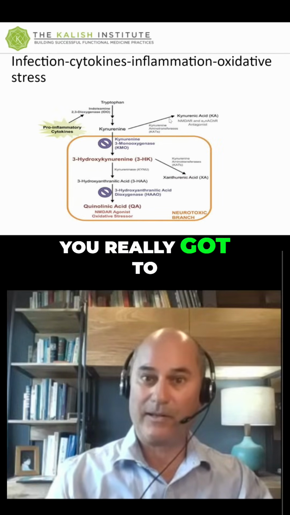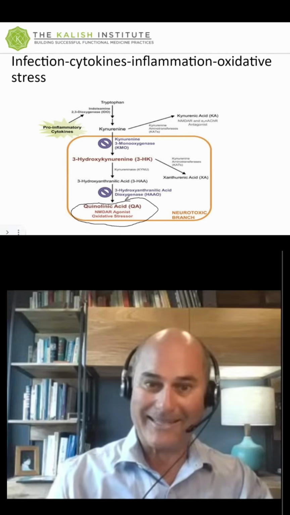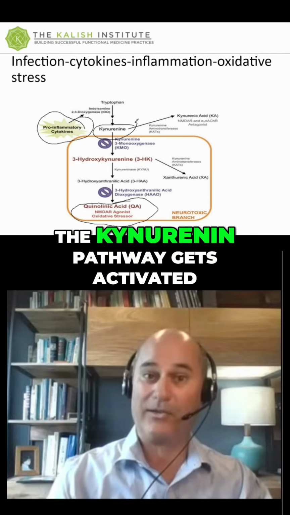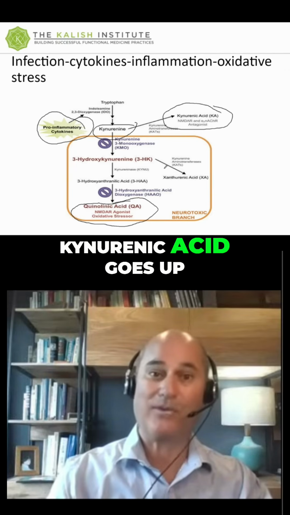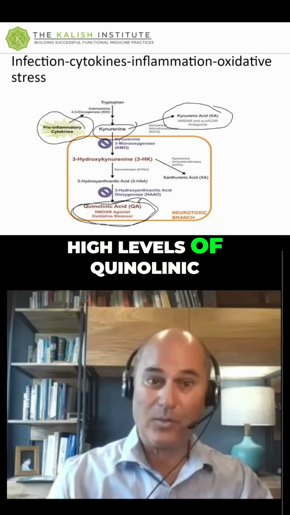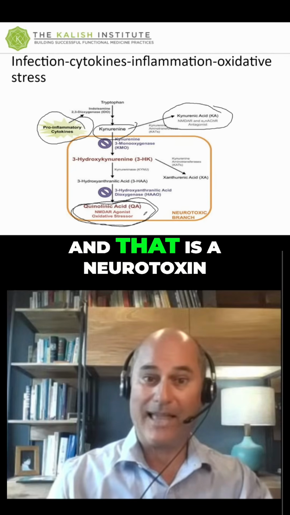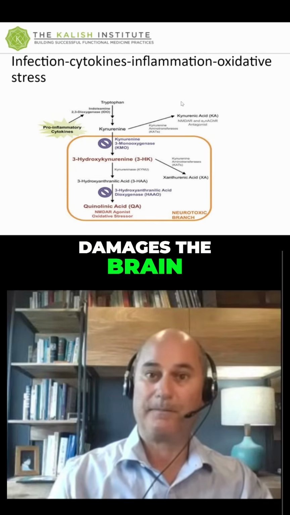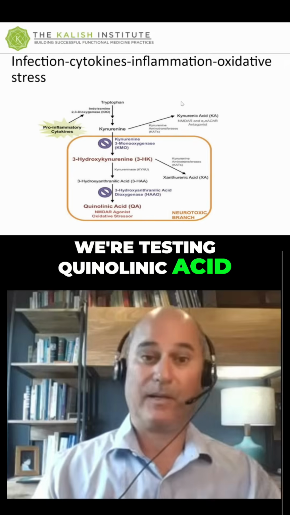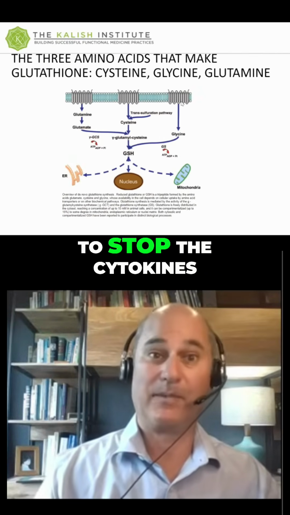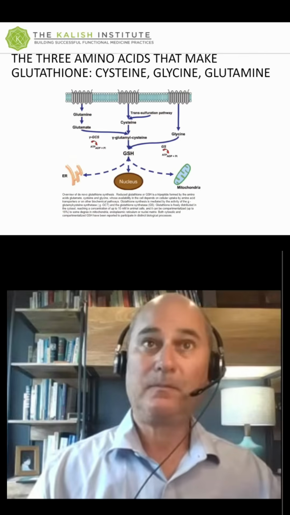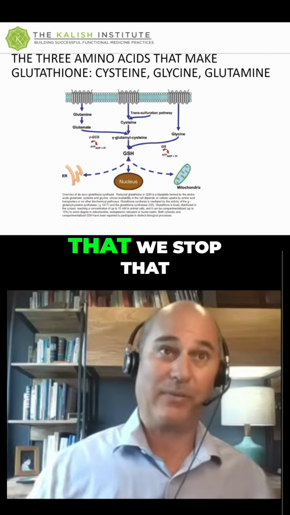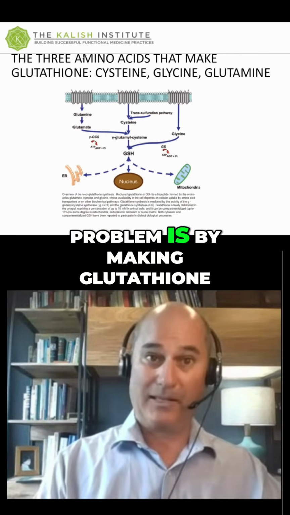There's also another one you really got to know here, which is called quinolinic acid. So if you get enough inflammatory cytokines going, the kynurenine pathway gets activated, kynurenic acid goes up, and eventually you'll have high levels of quinolinic acid also. Okay, and that is a neurotoxin. Not good. Damages the brain. We're testing quinolinic acid, and the correction here is obviously to stop the cytokines thing from happening. So when you see inflammation in the body, one of the main ways, if not the main way, that we stop that inflammation from being a problem is by making glutathione.